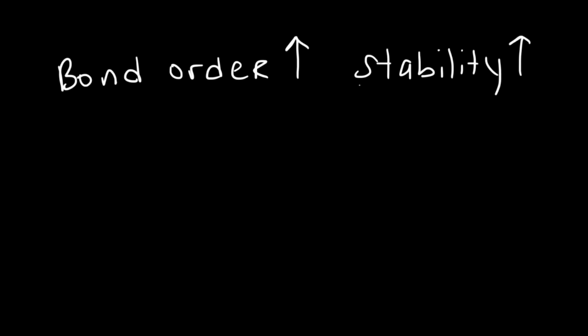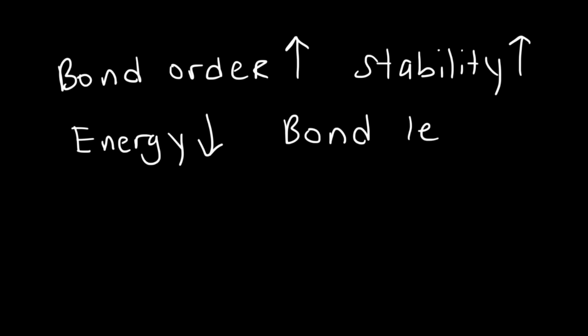So as the bond order increases, the stability of the bond increases, which means that it's lower in energy. A molecule that has low energy is a molecule that is stable. A molecule that has high energy is one that's reactive, it's not stable. So energy and stability are inversely related. As the bond order increases, the bond length typically decreases. Stronger bonds tend to be shorter, and longer bonds tend to be weaker.